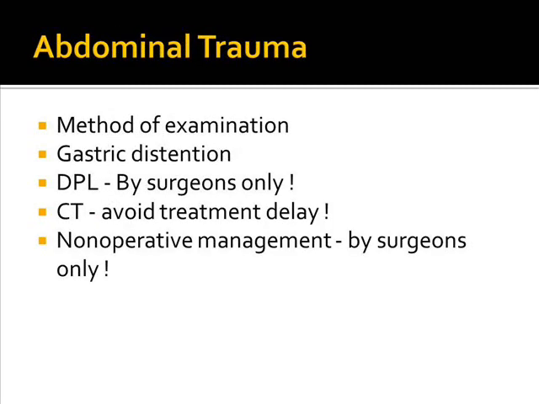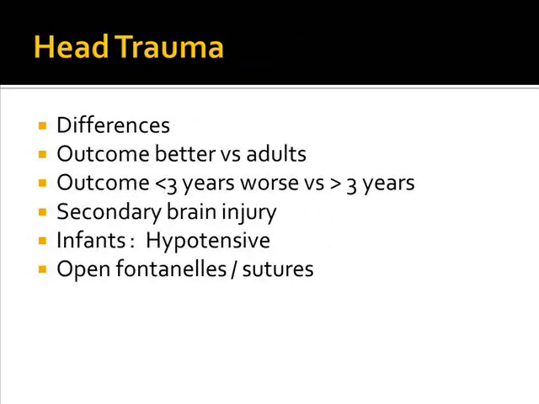Abdominal trauma: we must examine the abdomen, and be aware that gastric distension can occur. Take measures to empty the stomach to prevent aspiration of gastric contents. Diagnostic peritoneal lavage, if indicated, should be carried out by the surgeon, and we should avoid delay. We can do a CT scan, but must be sure that we do not cause undue delay. Non-operative management should be carried out by surgeons.